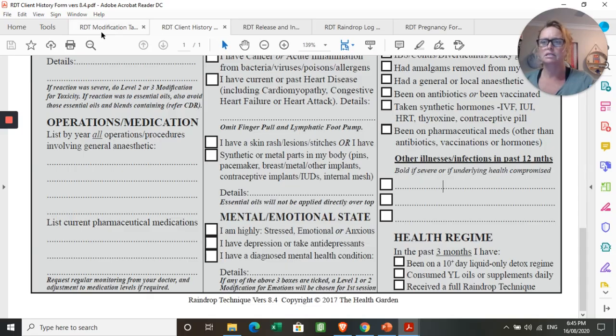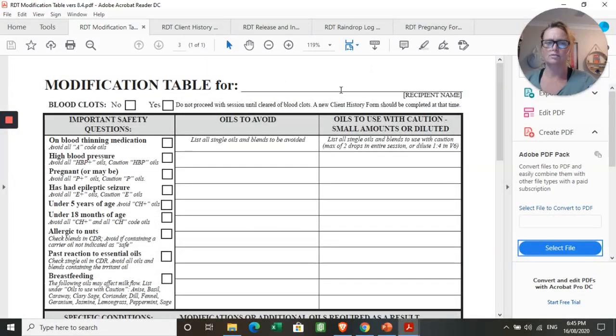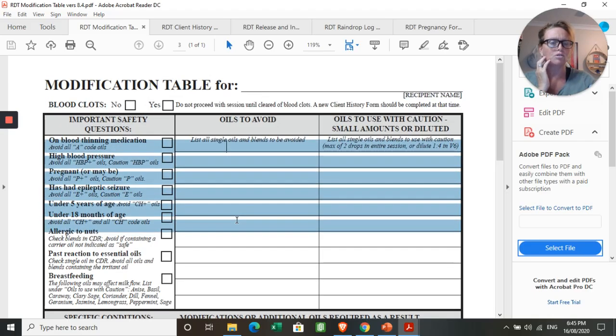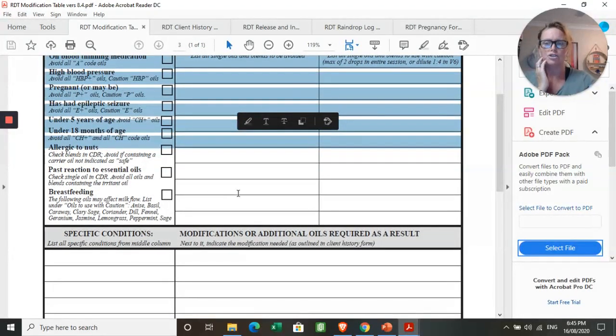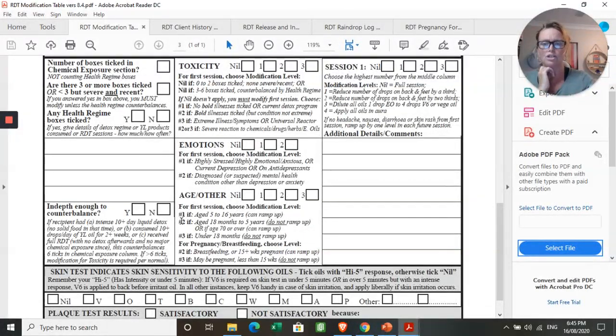And then when we go to the modification table, what we're looking for is all of the translation of that information. Have you checked their age? Is their name written at the top of this, so you know which modification table this is for and which client it is appropriate for? Have you filled in the blood clots question? Have we written down the avoid oils and the oils to use with caution in relation to any contraindications that may have been ticked?